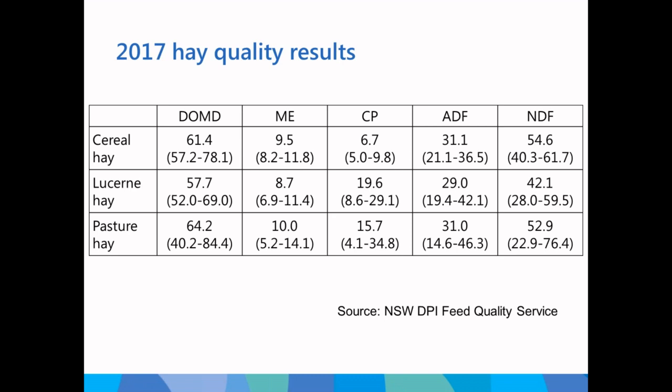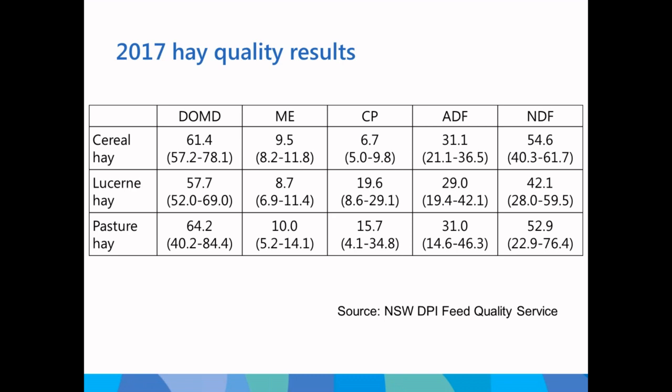If I use GrassFeed to do some predictions, for example, crossbred lamb, that ME of 9.5 will probably mean that feed is capable of supporting a gain of about 48 grams a day. However, at 8.2, you're going to be losing weight. At 11.8, your gain is going to be about 171.